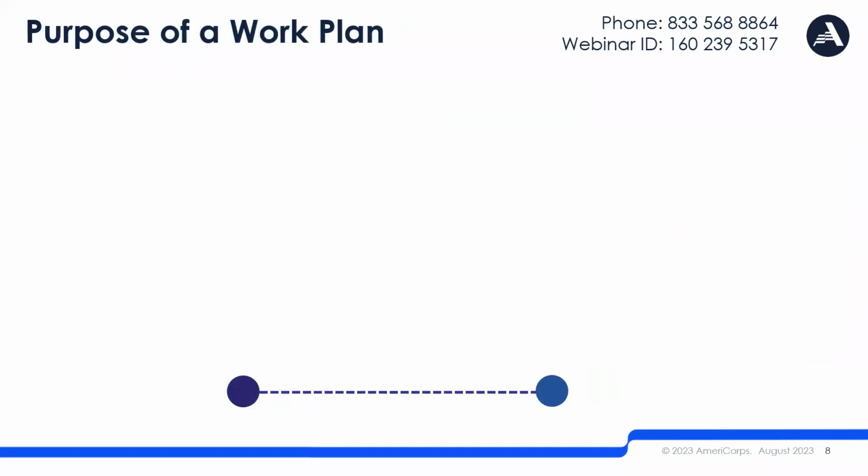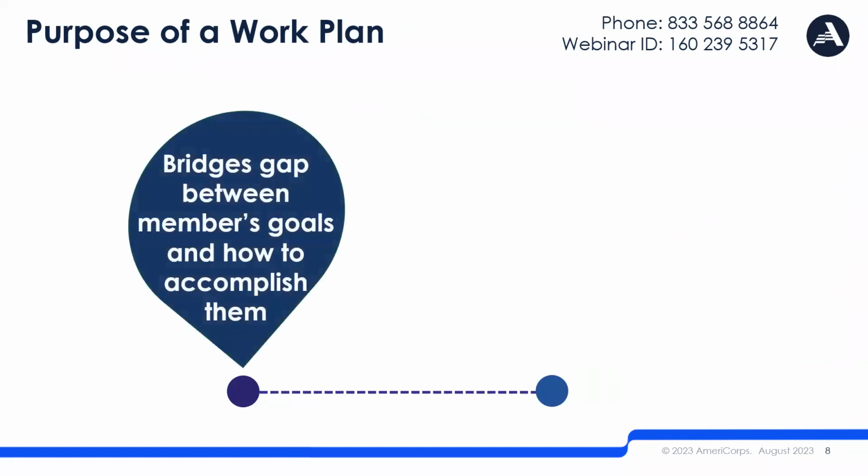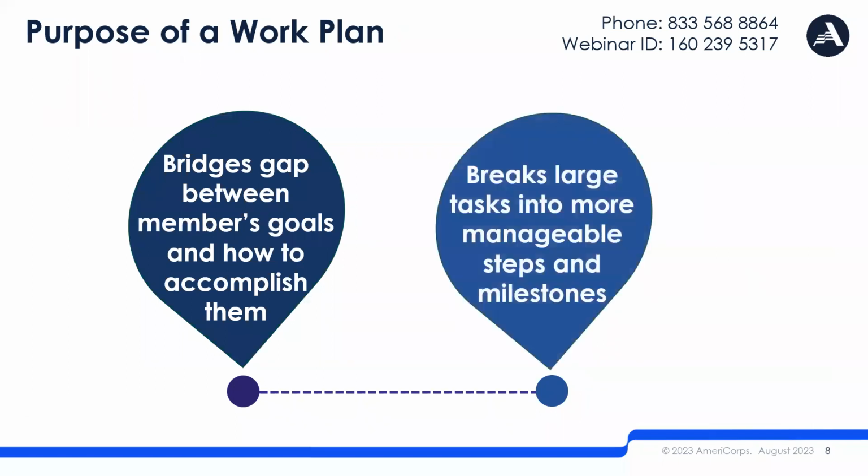So let's consider clarifying what a work plan is by identifying its purpose. A work plan serves as a detailed roadmap that is meant to bridge the gap between the members' goals and how they can accomplish those goals and their members' activities. And it also breaks down larger tasks into smaller, more manageable steps and milestones, which can really help clarify the needs and requirements for each activity, along with specific timeframes for completion.